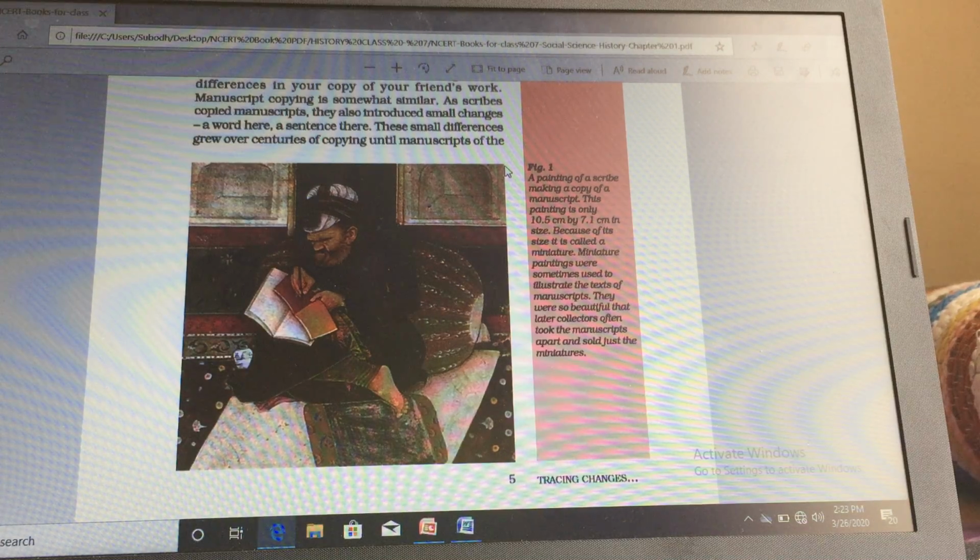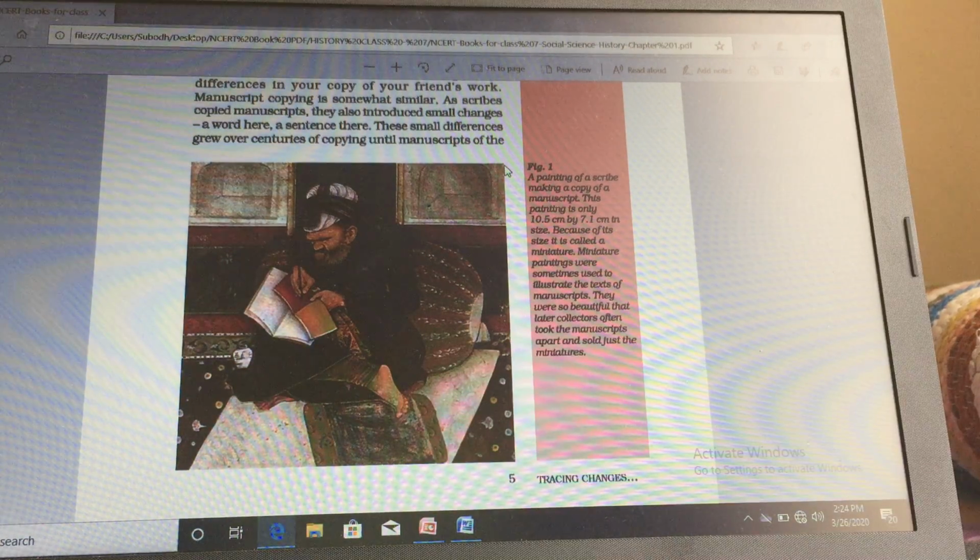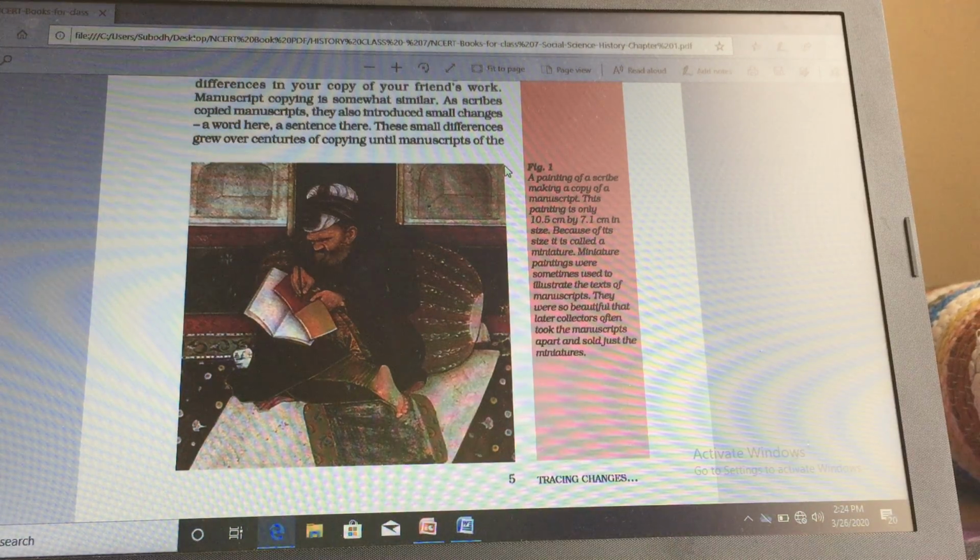And he's trying to make a painting around it. This painting is only 10.5 centimeters by 7 point something in size. Because of its size, it's called a miniature. And miniature paintings were sometimes used to illustrate the text of manuscripts. Like when you read books, there are some pictures which make it interesting. So they used to make miniature paintings to describe what is written in manuscripts.